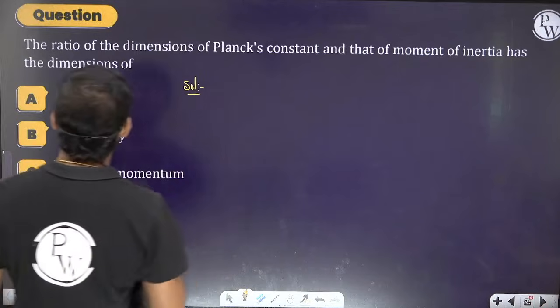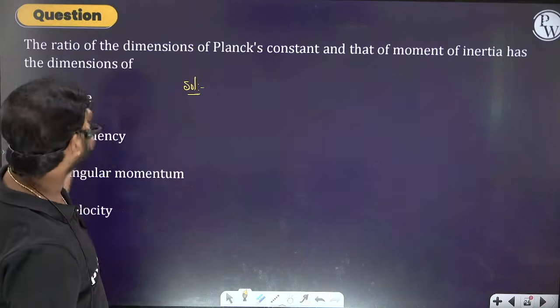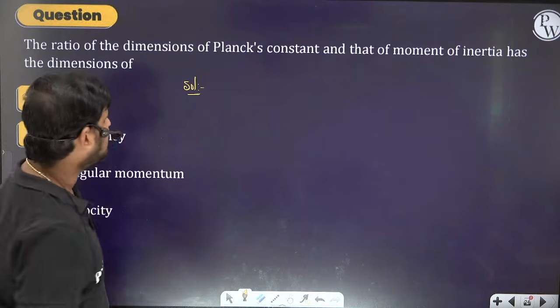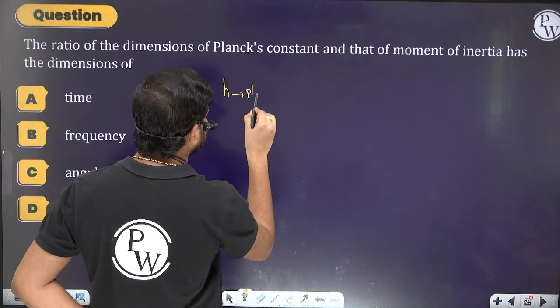What does the question say here? The ratio of the dimensions of Planck's constant and that of the moment of inertia has the dimensions of. First, derive the Planck's constant. So h is the Planck's constant.